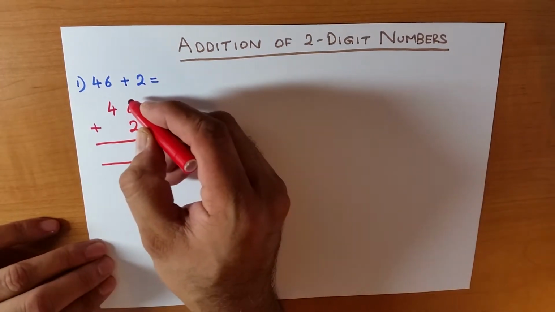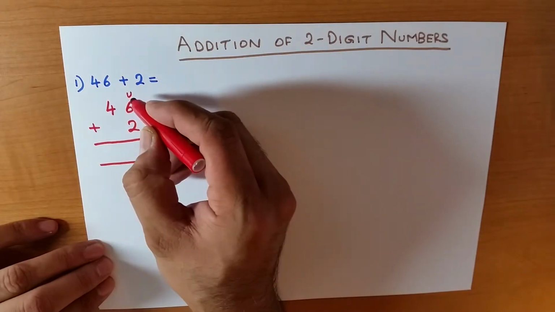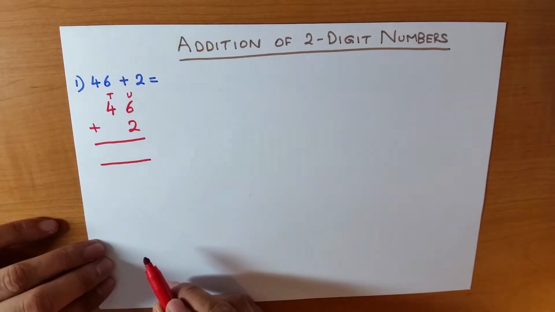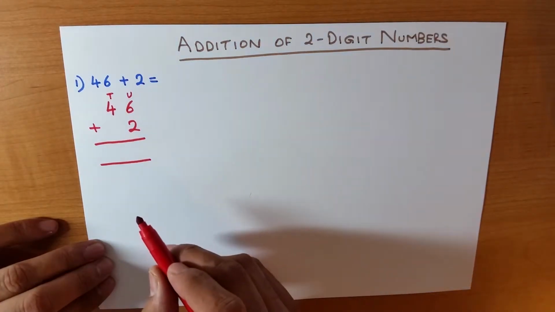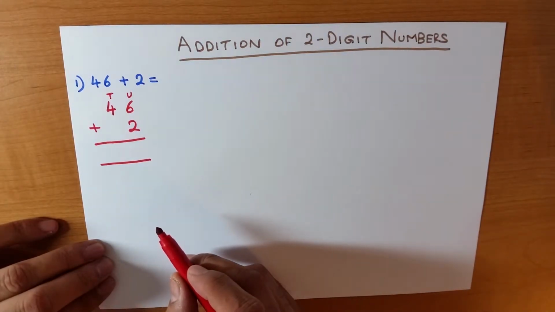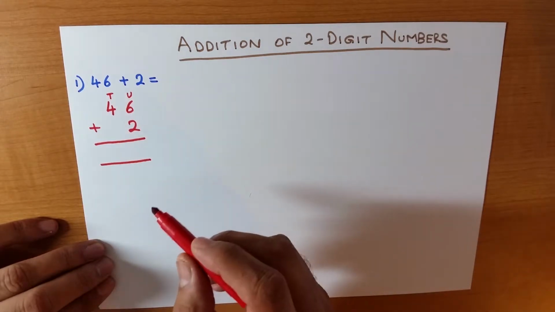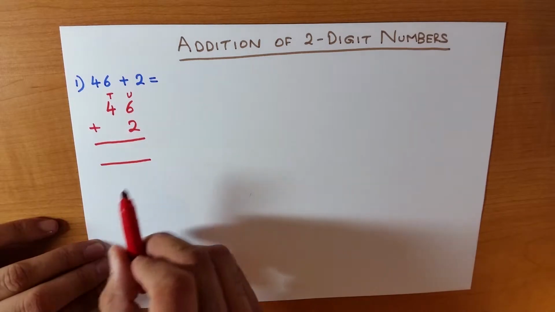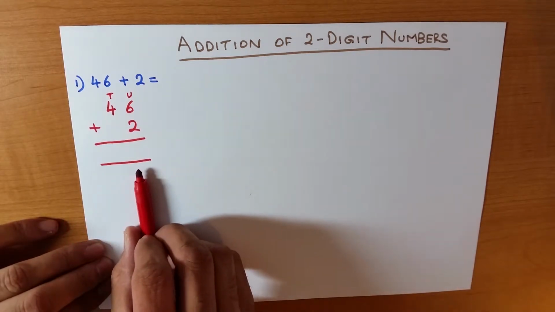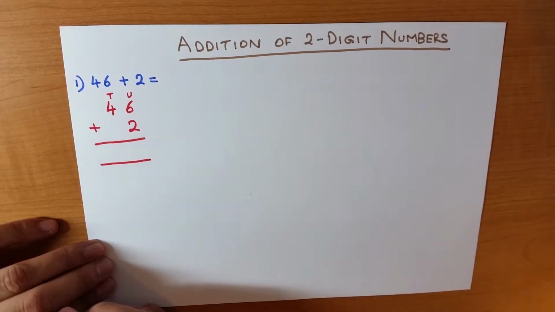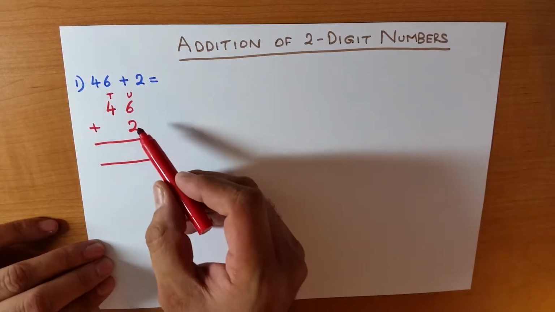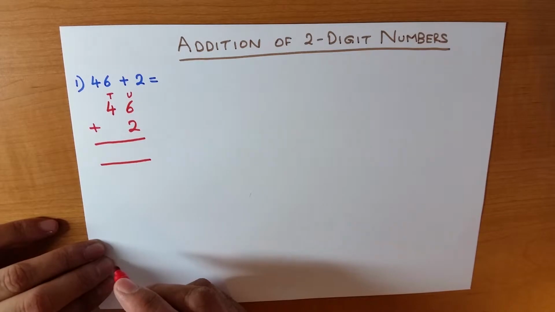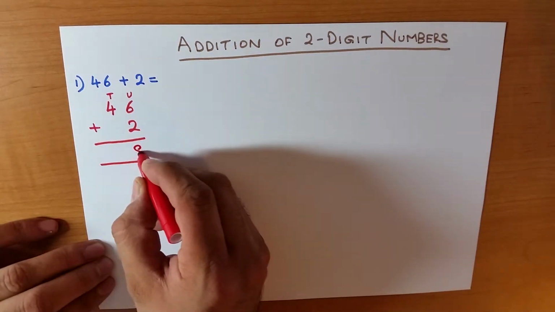We can label these columns as units and tens. In order to add using the vertical format, we simply add the columns one by one. We always start with the column on the right hand side, the units. So let's go through this. What is 6 plus 2? That's right, it's 8.